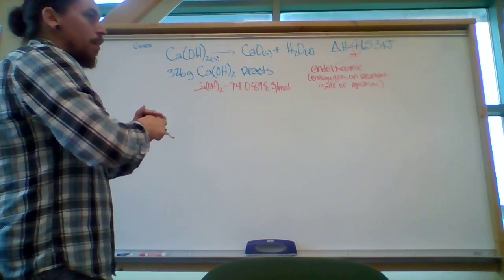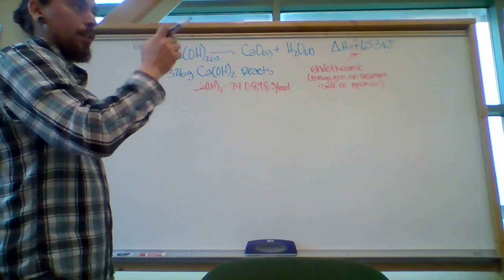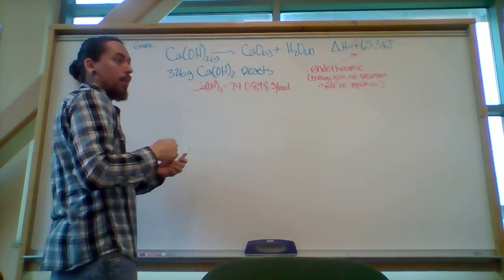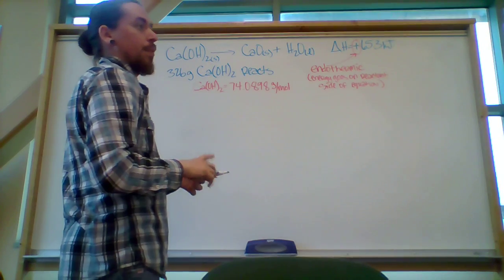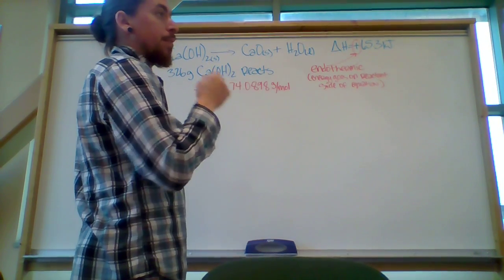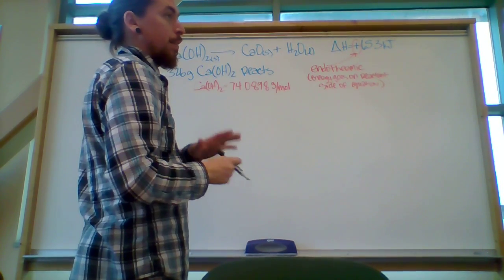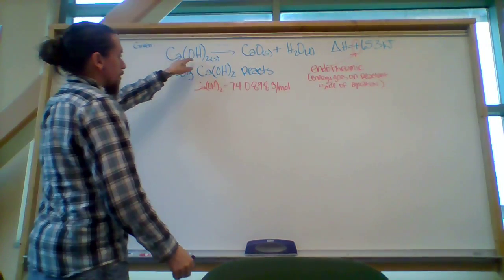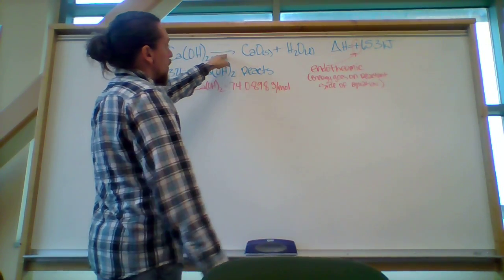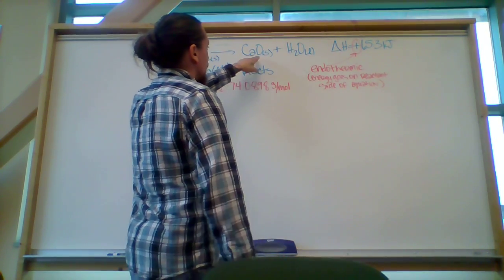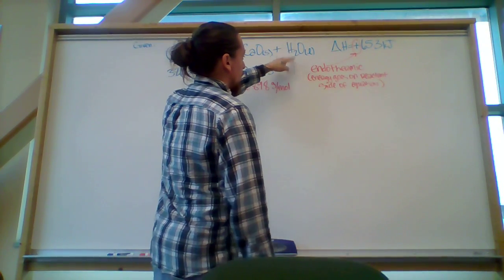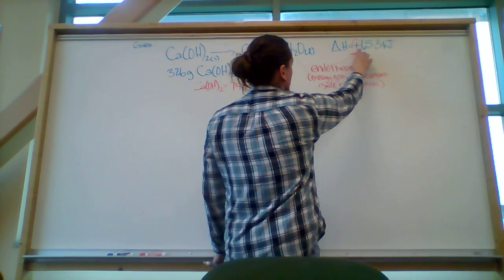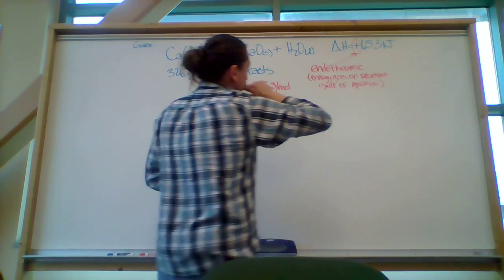Okay, so this next question, part B, problem 7.94, is how many kilojoules are absorbed when 326 grams of calcium hydroxide reacts? We're given this equation: calcium hydroxide decomposes to form calcium oxide and water. We're also given that the delta H is positive 65.3 kilojoules.